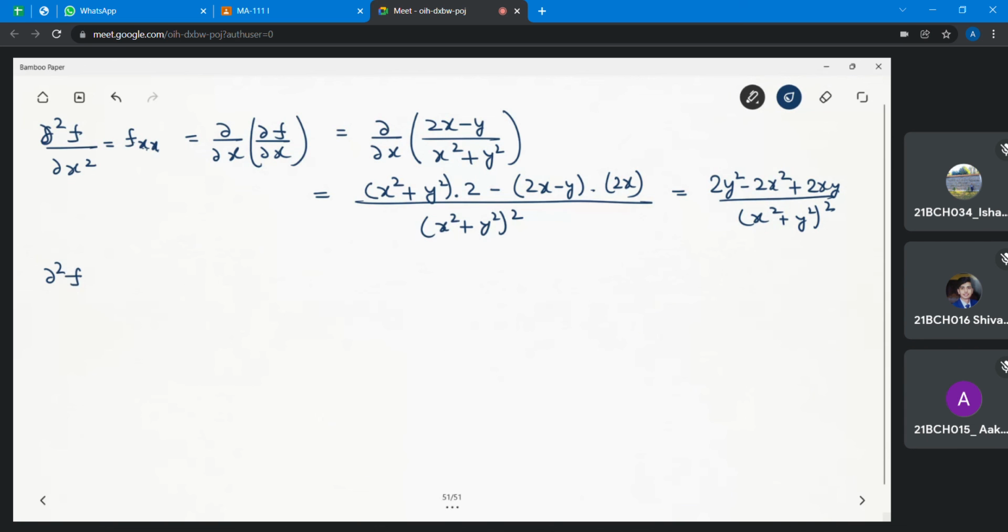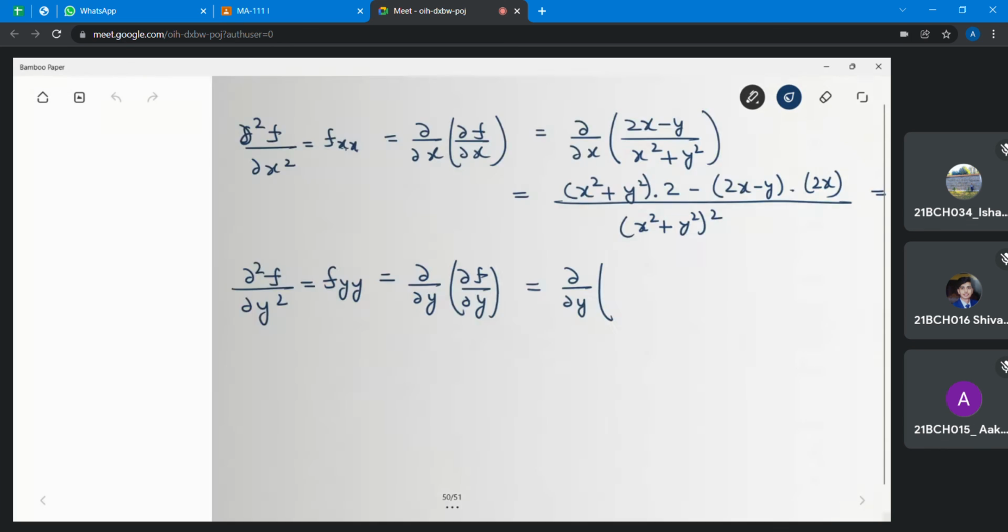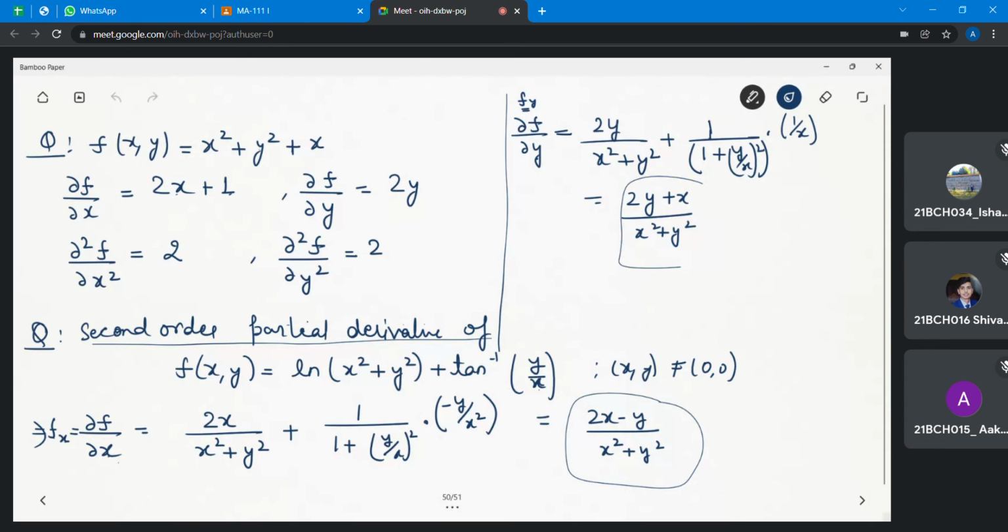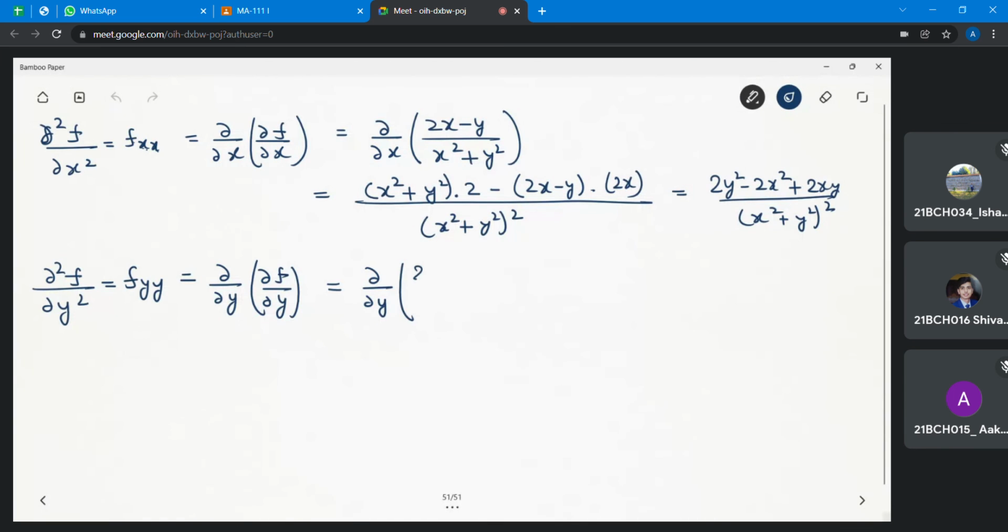Similarly, if I calculate del square f with respect to y square, this is represented as f of yy also. It means we are taking the partial derivative of the function del f over del y with respect to y again. So del over del y of the partial derivative of f with respect to y, which we calculated as (2y plus x) upon x square plus y square. Tell me what will be the value of this? It is 2x square minus 2y square plus 2xy upon (x square plus y square) whole square.